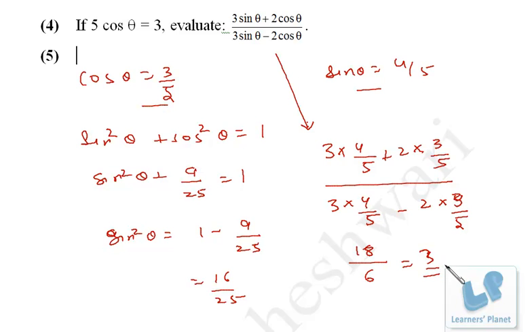It's very simple, friends. You just have to put the value of trigonometric ratios in the given expression. That's it. Just simply solve it. If you know arithmetic very well, do not make the calculation mistake. That is the biggest thing, right?